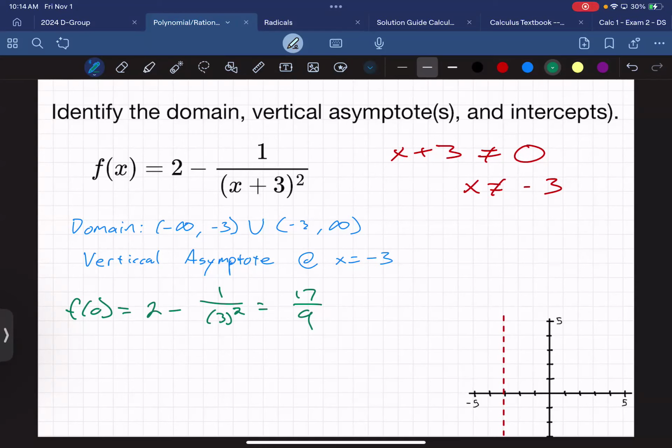With that said, though, that's almost 2, but not quite 2. So we could use that as a point to plot, right? Just remember I put it on the y-axis, because that is our y-intercept. Any concerns there?